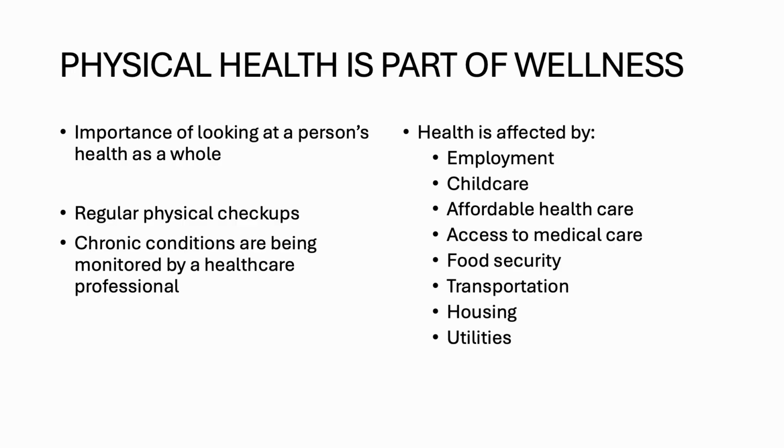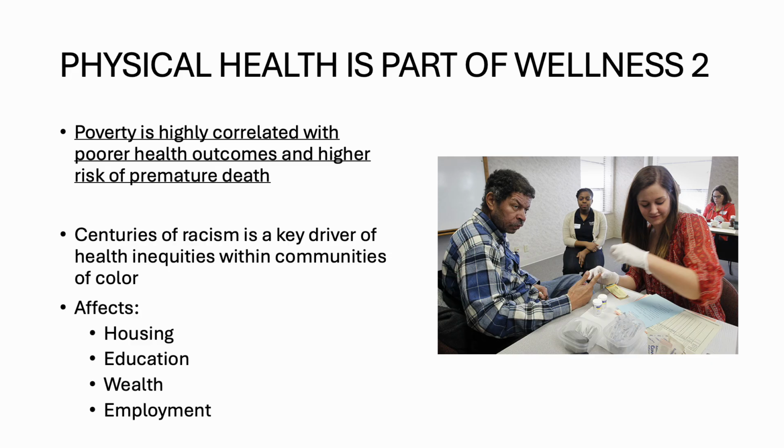Childcare, affordable health care, access to medical care, food security. Food security is basically a fancy phrase for having food, transportation, housing, and utilities as well. All those things can affect your health. Poverty is highly correlated with poor health outcomes and higher risks of premature death. So again, we're trying to make sure that you live as long as possible in a healthy way. There are centuries of racism in America as a key driver for health inequities within communities of color. So just think about where most communities of color exist.